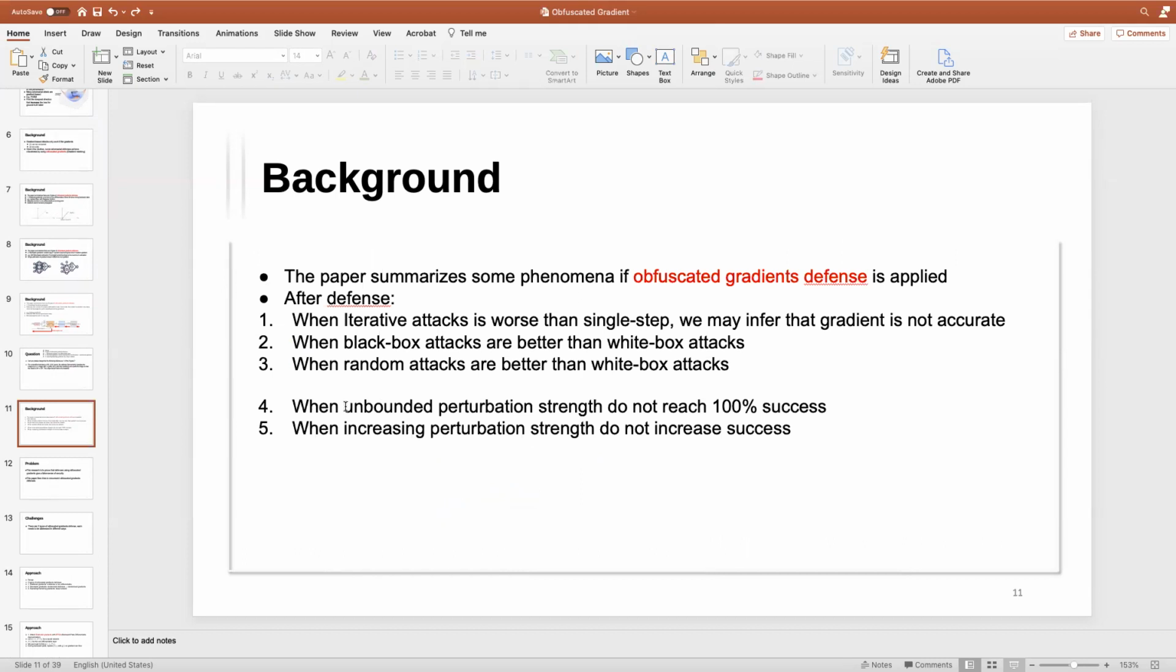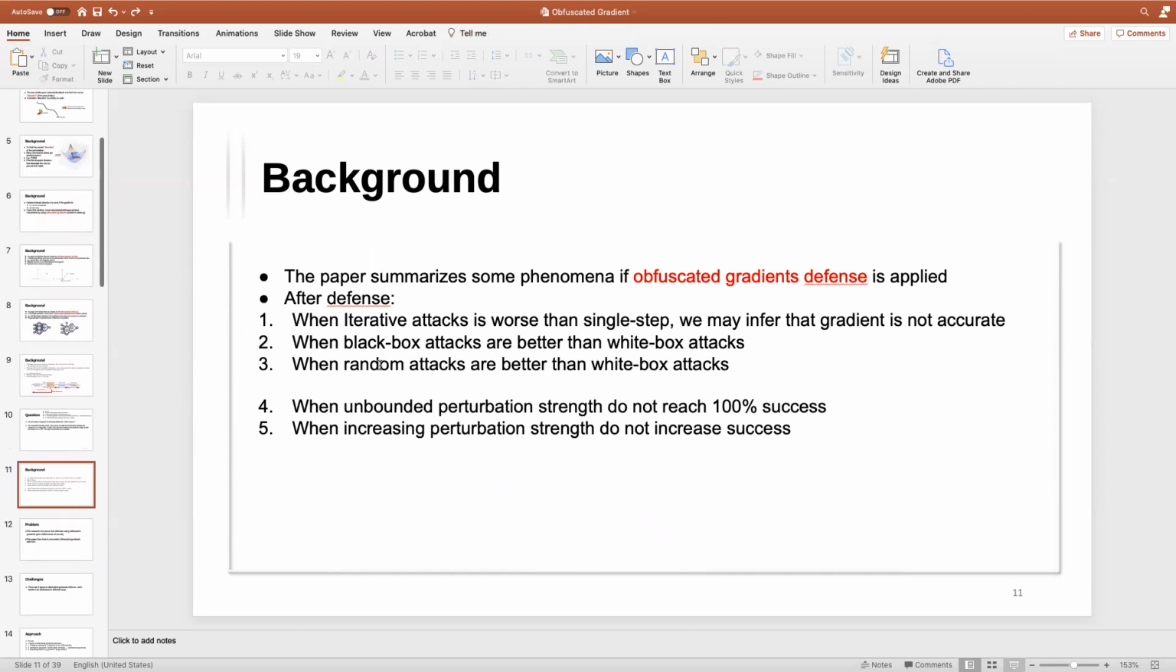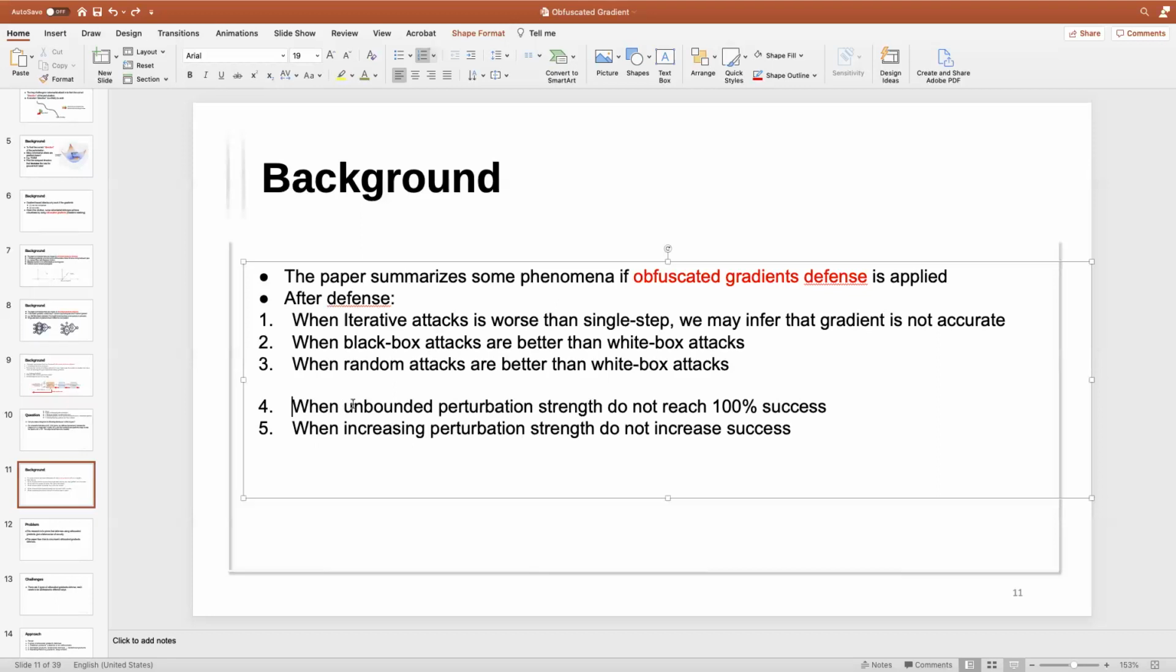The point is that, of course, when we take such long steps, we can cross the boundary. But if we cross the boundary, that does not mean the semantics can be preserved. So when we take an unbounded step size, then maybe the image will look very weird.